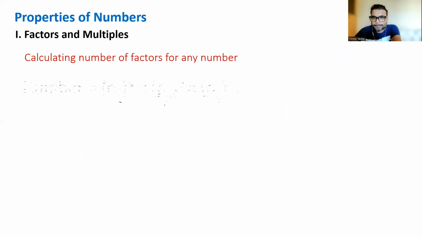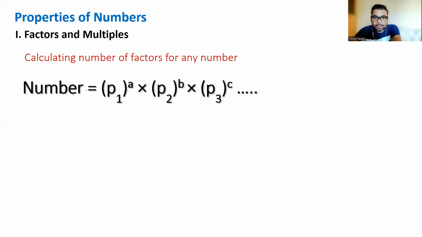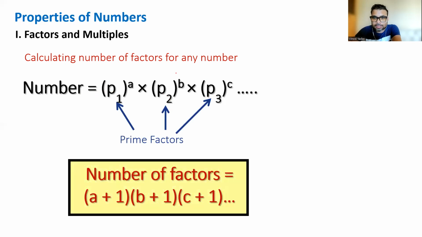Okay. So just generalizing, if there is a number which you can prime factorize like this, where P1, P2, P3, all these are prime factors, then the number of factors is given as: add 1 to every power and multiply. Okay, understood?